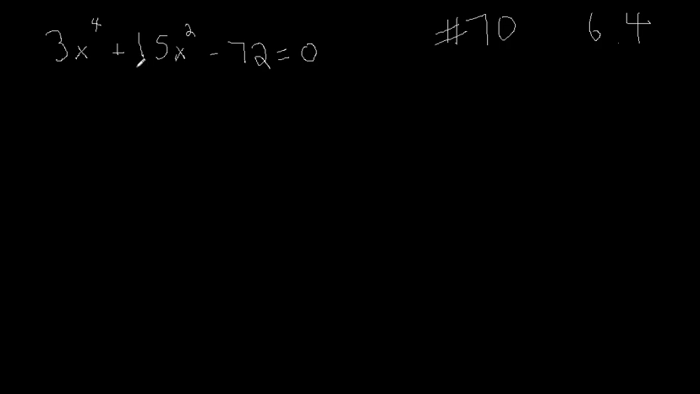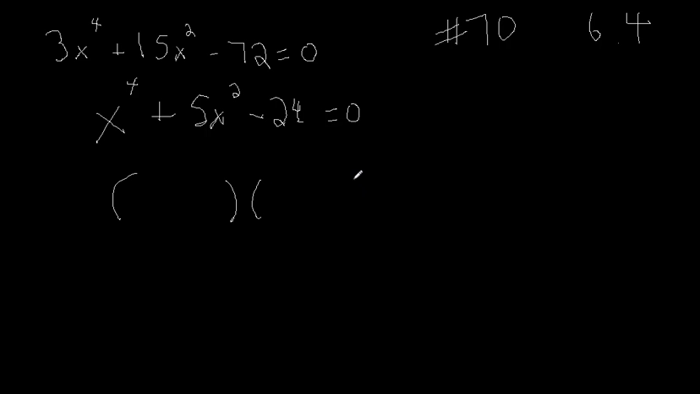What I would do is simply divide everything here by 3 because each one of these terms has a factor of 3. So that will give us x to the 4th plus 5x squared minus 24 equals 0. Now it's a lot easier to factor. Now notice I have an x to the 4th term and an x squared term here. We're going to factor this. Normal factoring.